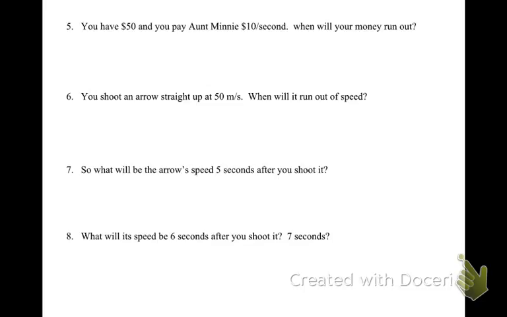This is where you start to not like your aunts and uncles, but just take a look at it. It says here, you have $50 and you pay Aunt Minnie $10 a second. So she's starting to take money back from you, which I think is unfair because you're just a kid, right? So when will your money run out? Well, after 5 seconds, right? So we have to give her $50, or $10 every second. So after 5 seconds, we're back to being broke, which kind of stinks, really.